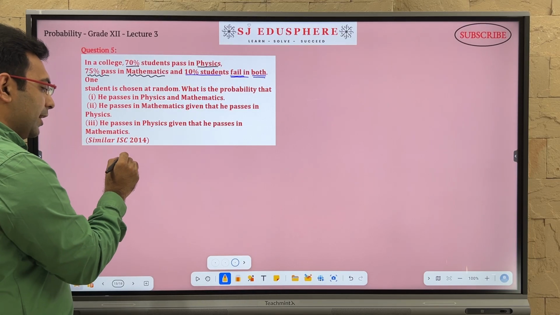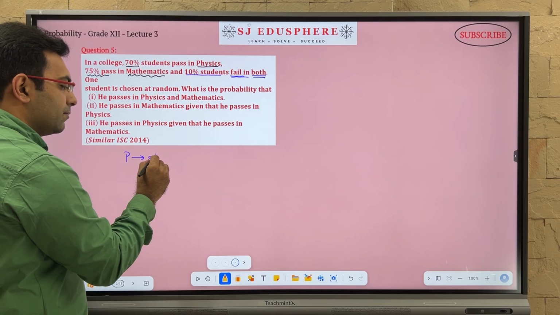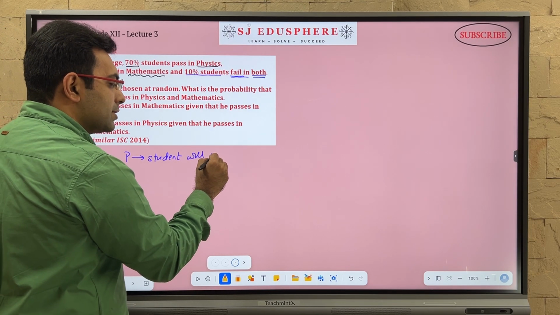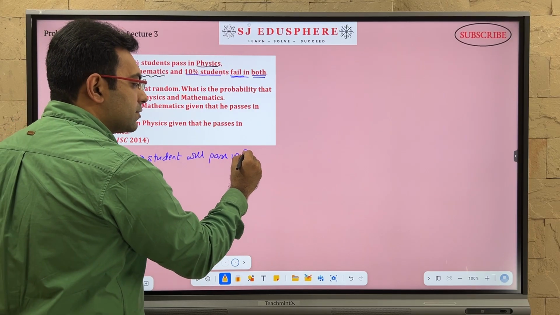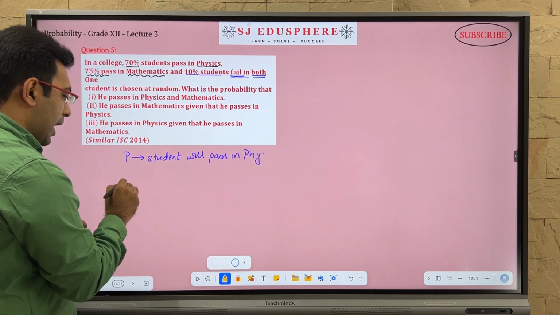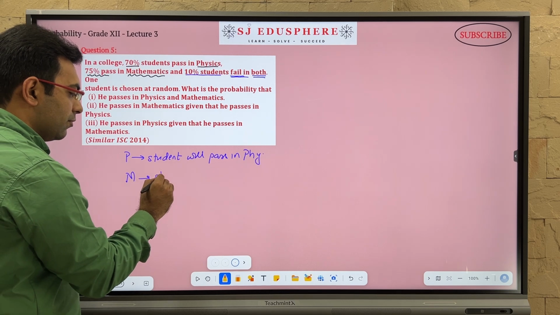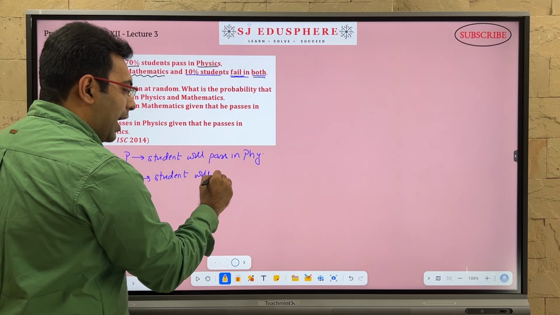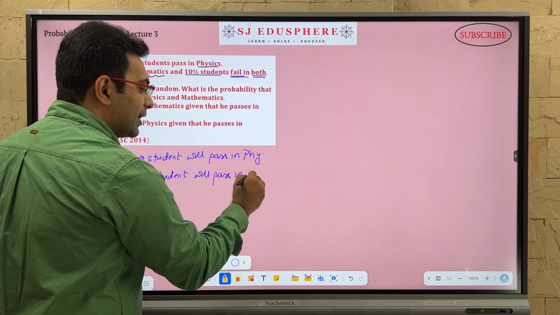How do you define the event? I am defining P as an event that student will pass in physics. M as an event that student will pass in mathematics.